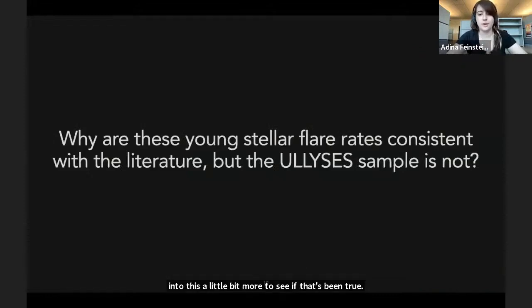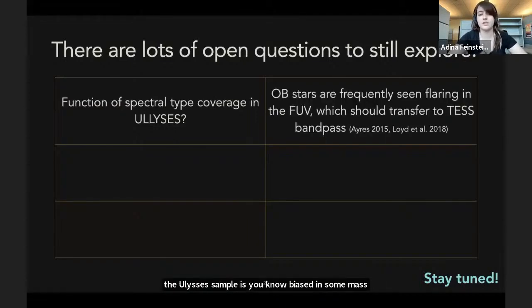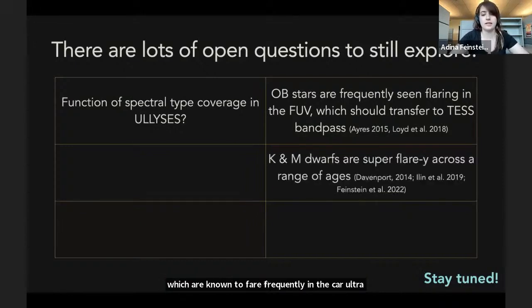And so this still leaves the open question of why these young stellar flare rates are consistent with those in the literature of mature stars, but the Ulysses sample is different. As I wrap up, I'll go through the thoughts that I'm thinking now. Maybe the Ulysses sample is biased in some mass space for these stars, but they have a lot of OB stars, which are known to flare frequently in the far ultraviolet, which would then probably transfer into the TESS bandpass. And then they also have observed a lot of K and M dwarfs, which are super flary across a range of ages. So I don't think it's biased in terms of sample selection.